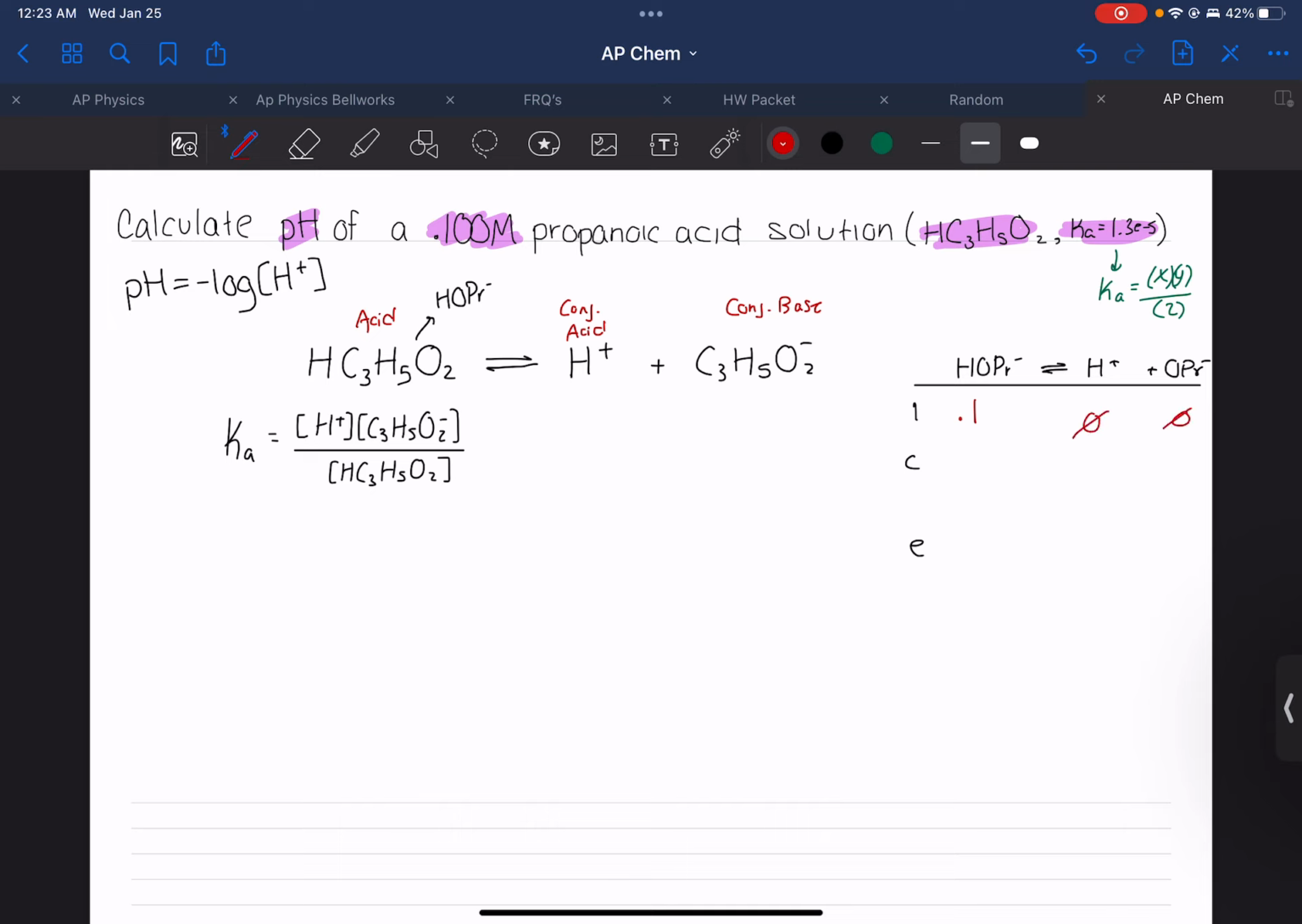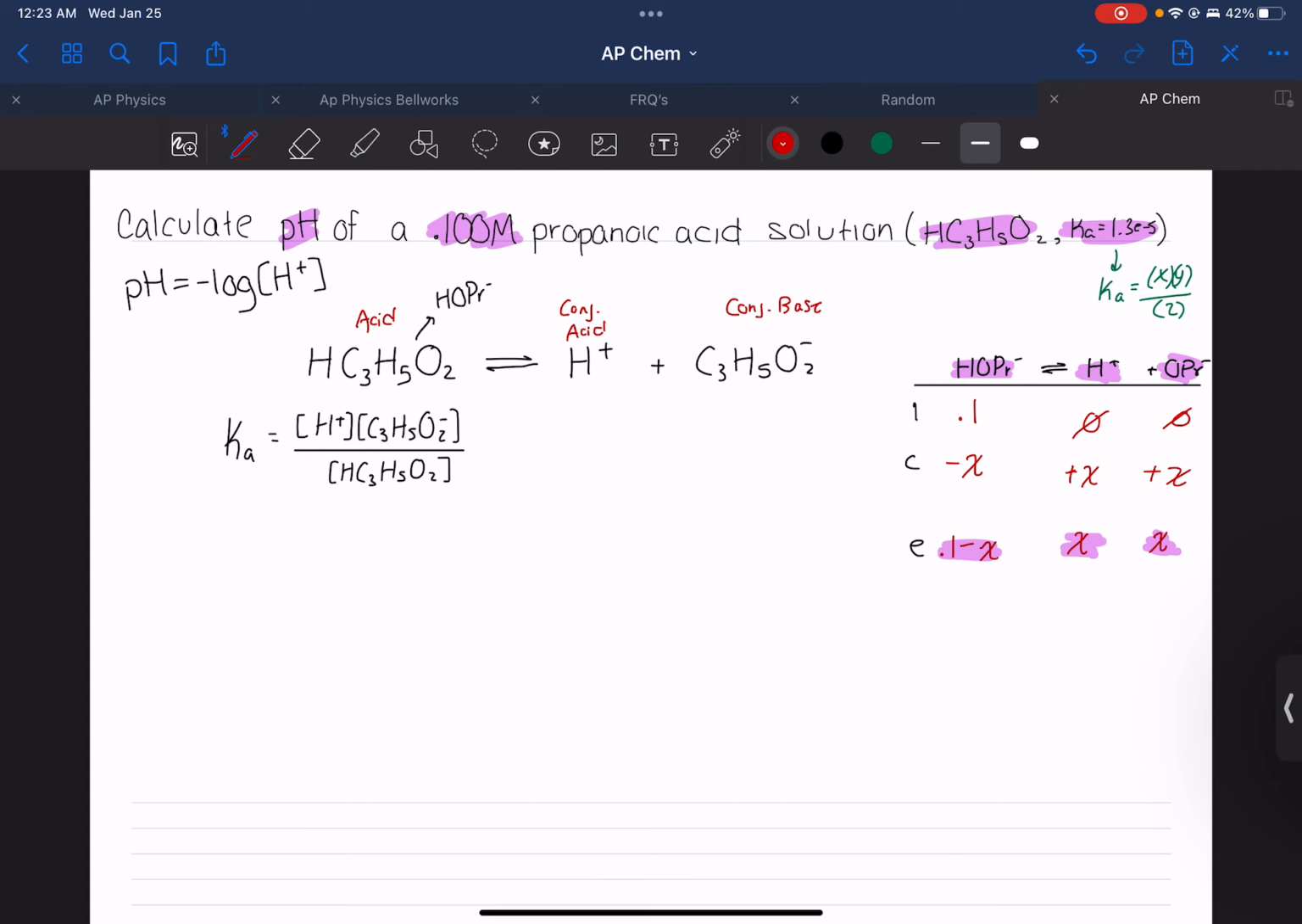0, 0. Now, our change in concentration for HOPr is going to be minus X, right? And our change for H plus and OPr is going to be the same, a plus X and a plus X, which means that the equilibrium value of HOPr, the acid, is going to be 0.1 minus X. This is just going to be X, and this is just going to be X. And now with these values, you can go ahead and plug them into your Ka and solve.